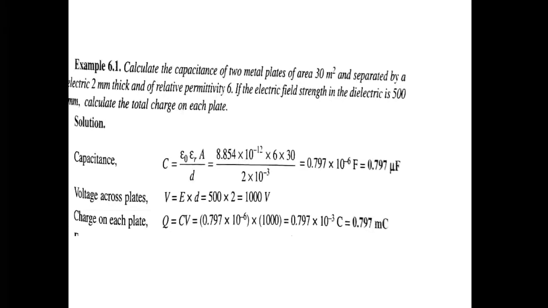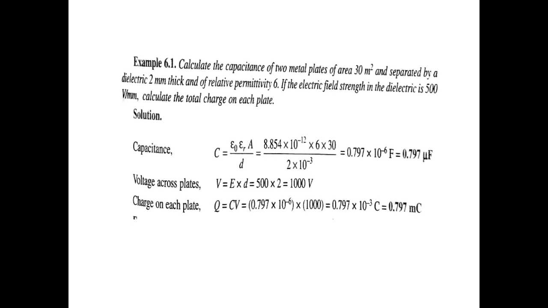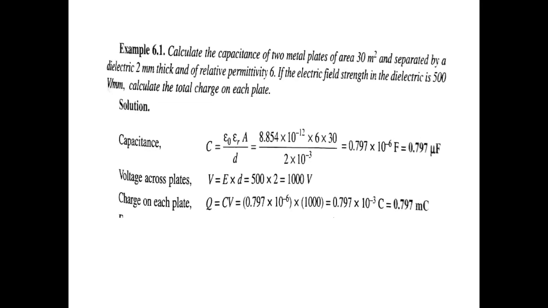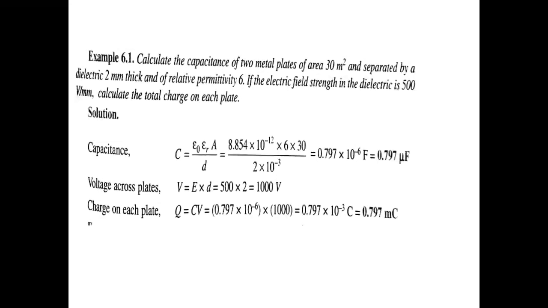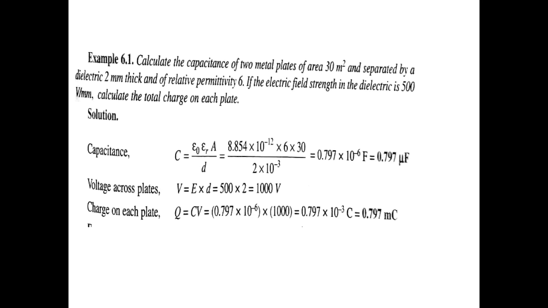The voltage across each plate is given by the electric field strength times the thickness of the insulating medium, that is the voltage across the plates. We can calculate based on that formula. Now the charge on each plate, Q equals CV. By using that formula, we can calculate the charge on each plate. It is a very important point.